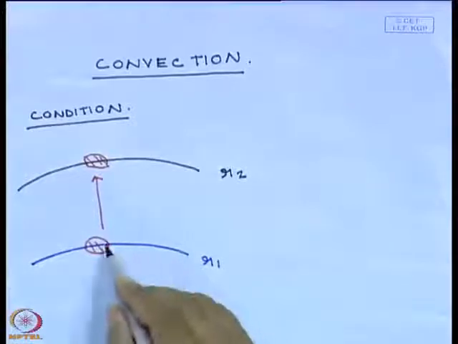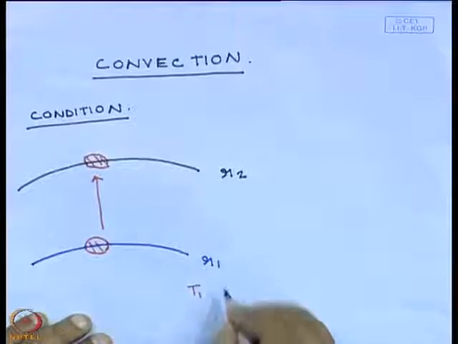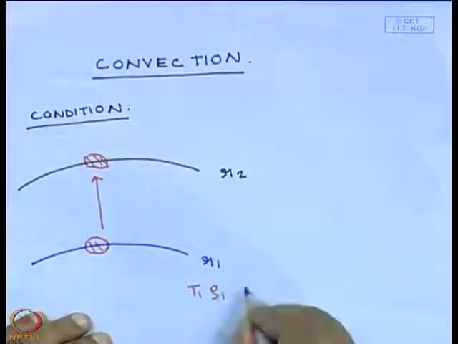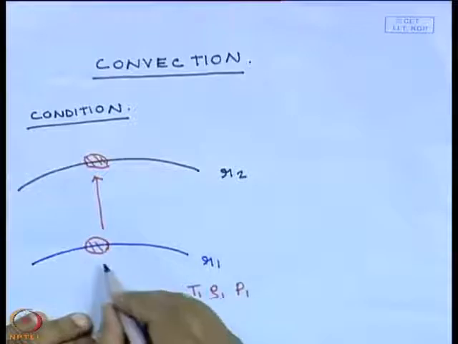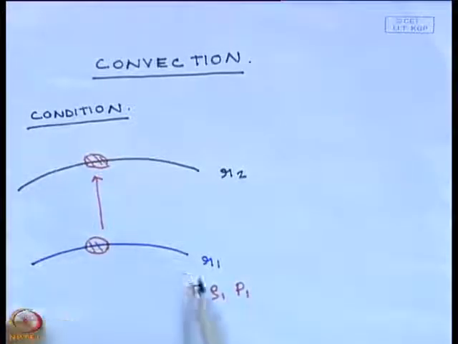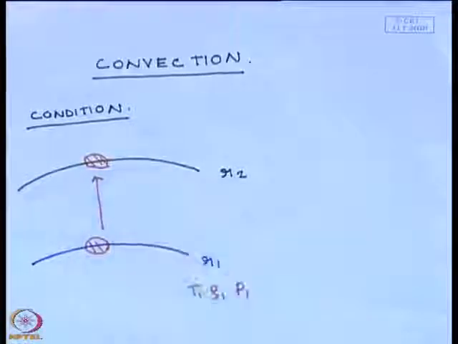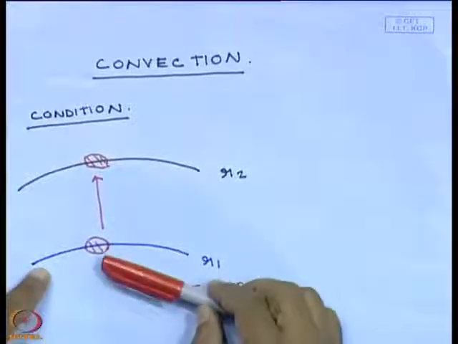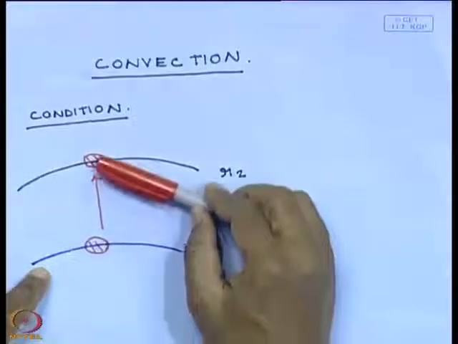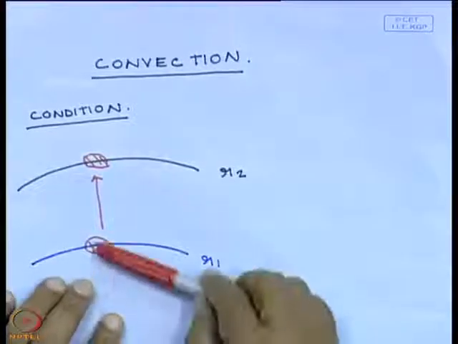The temperature at this point, let us say, is T1, the density here is rho 1, and the pressure here is P1, and the bubble to start with is in equilibrium with the rest of the surrounding material. So, it has the same temperature, pressure and density as the surrounding. Now, it gets disturbed to another position which is slightly above.